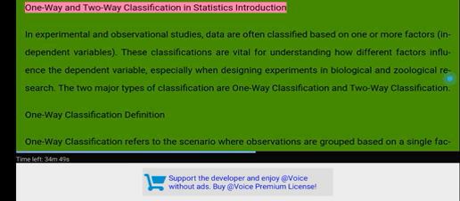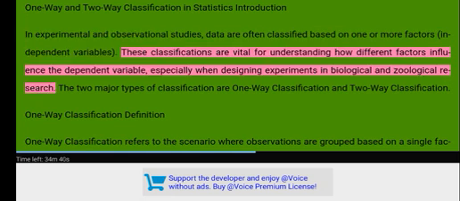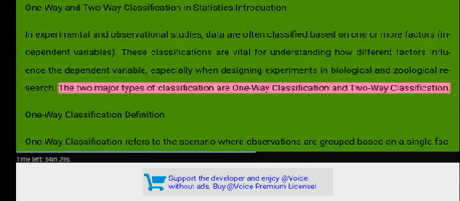ChatGPT said: One-way and two-way classification in statistics. Introduction. In experimental and observational studies, data are often classified based on one or more factors, independent variables. These classifications are vital for understanding how different factors influence the dependent variable, especially when designing experiments in biological and zoological research. The two major types of classification are one-way classification and two-way classification.